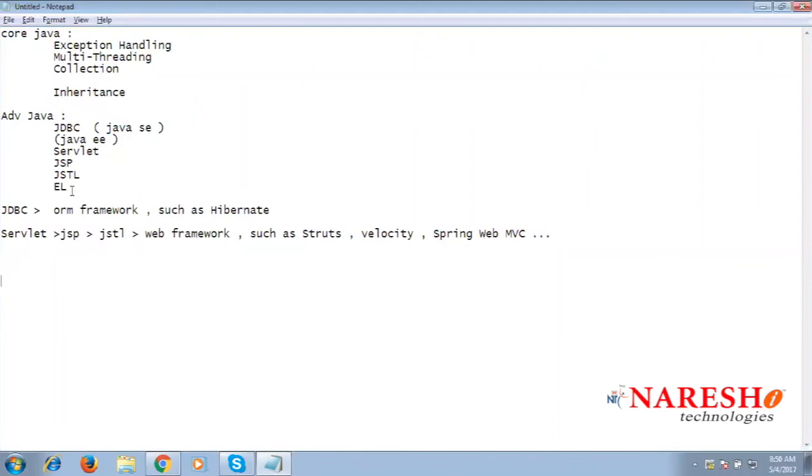But there are many areas. In Spring, there are around 6 or 7 modules. Out of those, 2 modules you can learn just by having core Java knowledge. But there are 4 other modules you can never touch, because JDBC related technologies and servlet related technologies are there within Spring. So you cannot learn them properly.